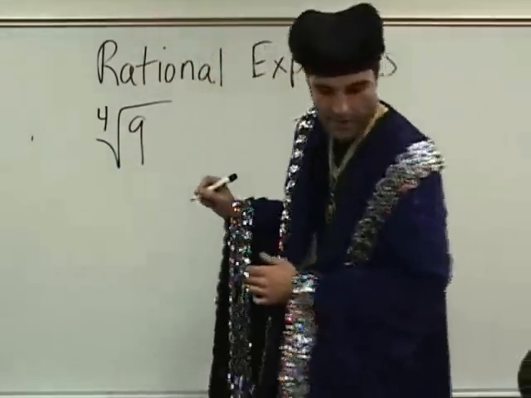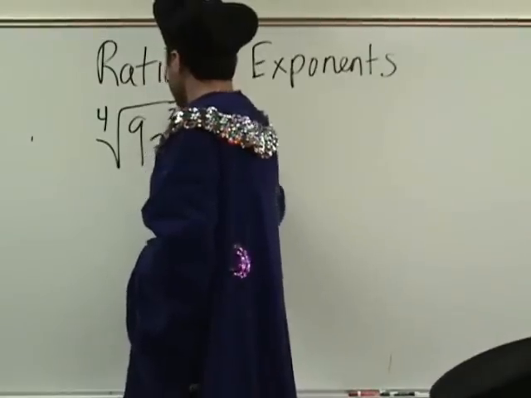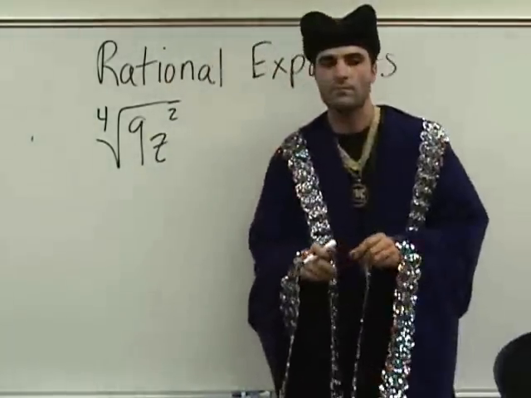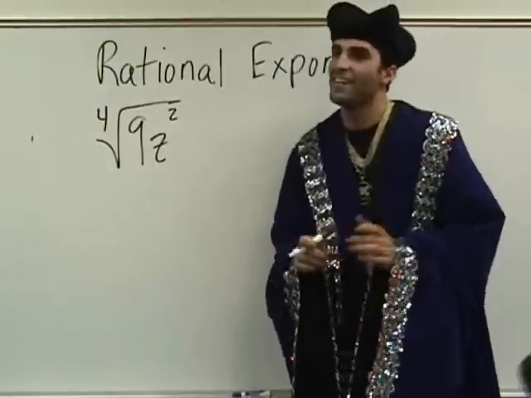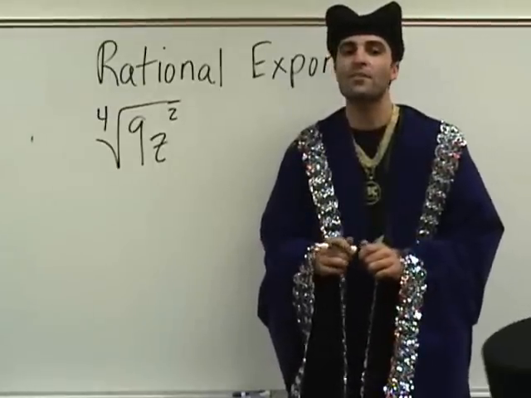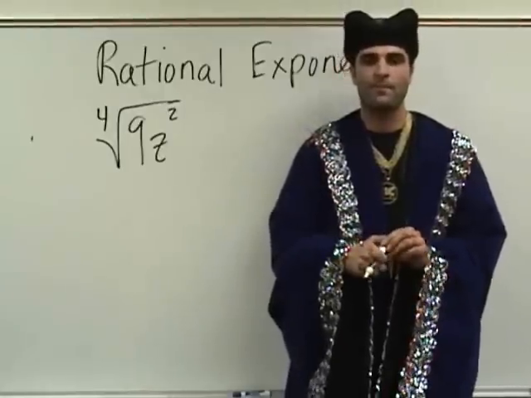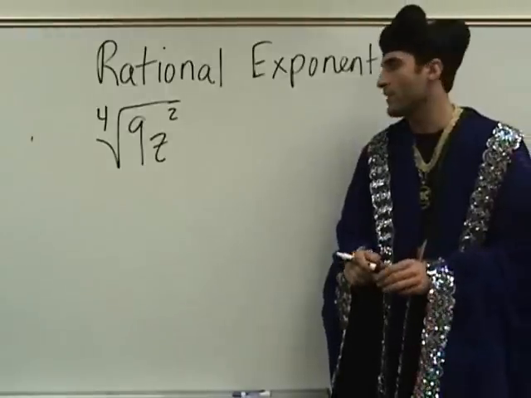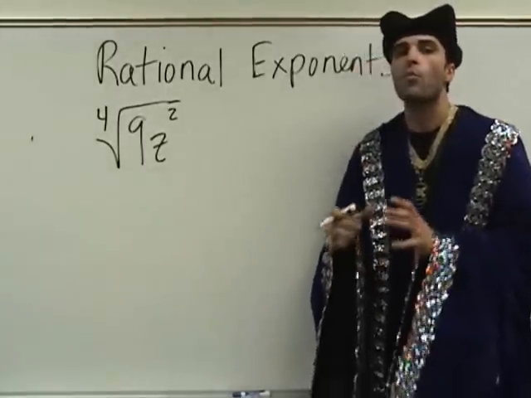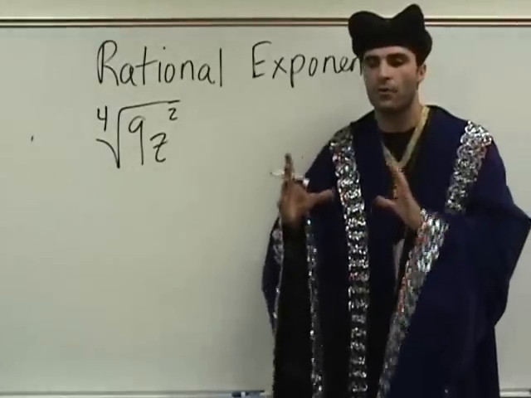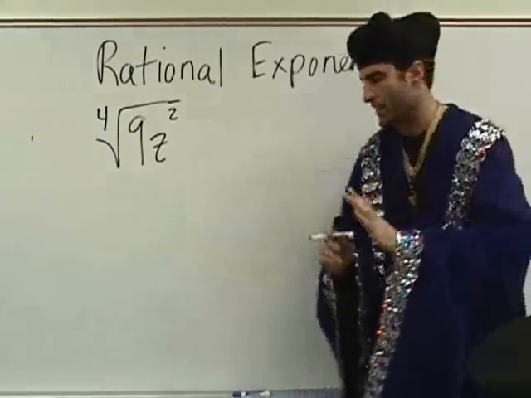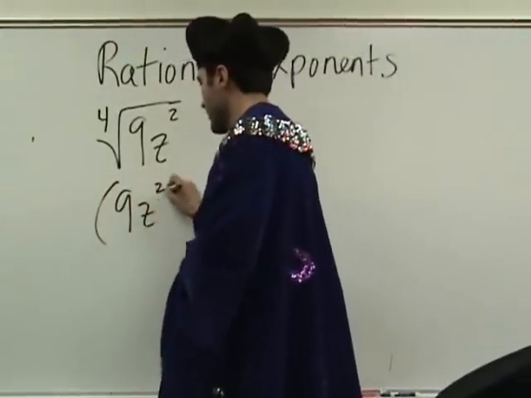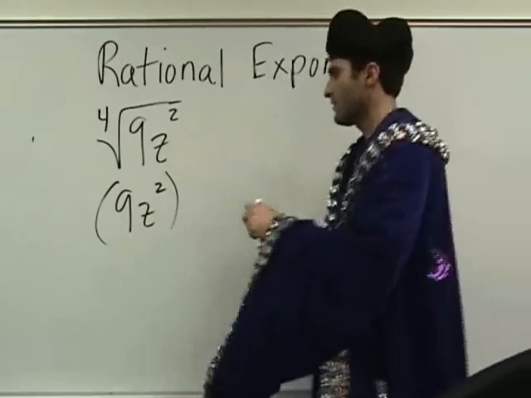The fourth root of 9z squared. Two more, this one and another. Z is a letter, not a number. So what do we do with the 4? The denominator outside the parentheses becomes the power of 1/4. So what is taken to the power of 1/4? 9z squared. So 9z squared to the 1/4.